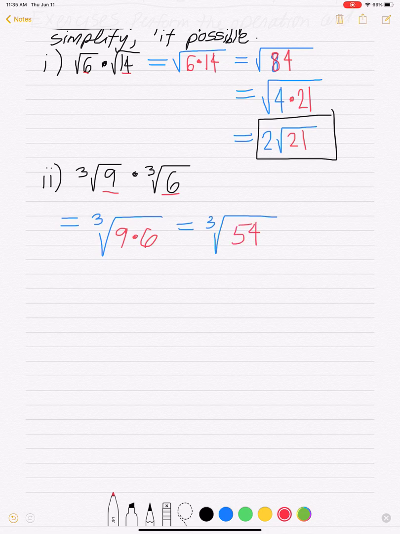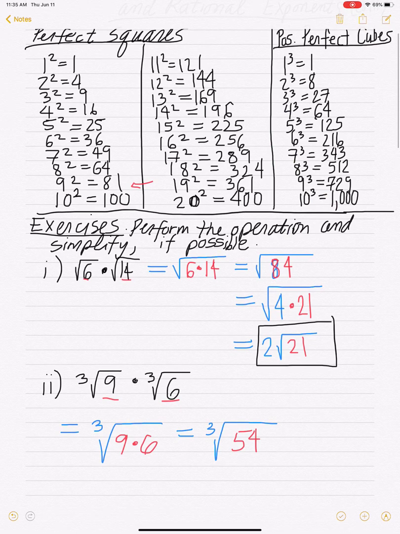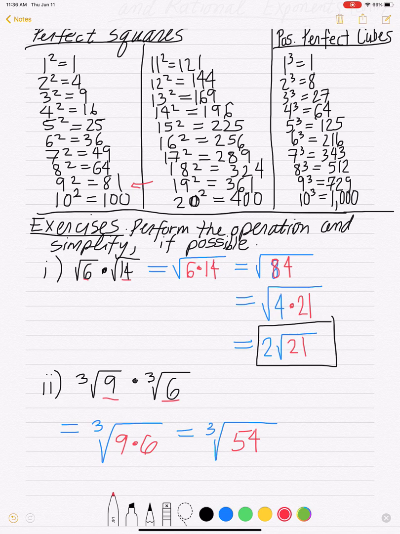So are there any perfect cubes that 54 is factorable by? Let's think about our perfect cubes. So 54 is definitely not a perfect cube, right? 54 would be somewhere in between 27 and 64. It's not a perfect cube. But are there any perfect cubes that 54 is factorable by? Yeah, 27. 54 is 27 times 2. So the cube root of, we're going to write this as 27 times 2. That's just another name for 54.